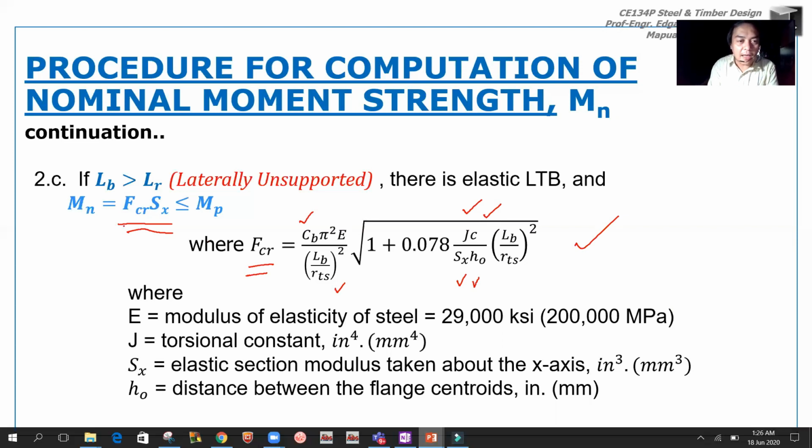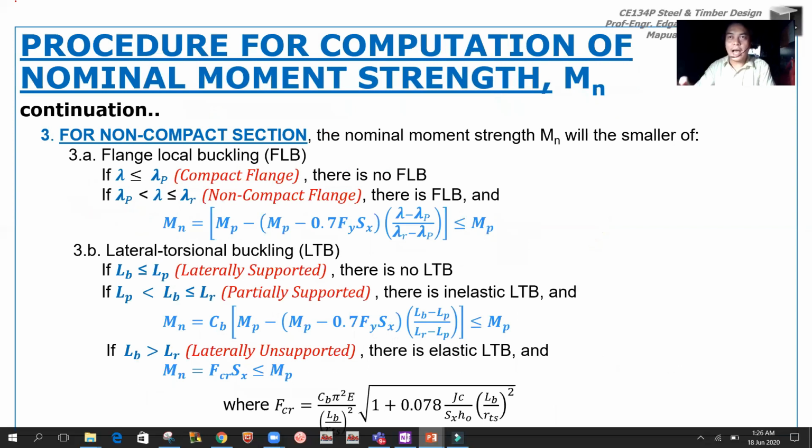But you have to check that FCR times SX with the limit. Again, ang limit natin would be MP. Ano yung MP uli? Baka nakakalimutan. MP is equal to Fy times ZX. Nakadefine naman dyan yung ibang mga variables like the E, the J, the SX, the HO. So, yon ay the case applicable for non-compact sections lahat yon. Yung 2A, 2B, 2C. Lahat sila applicable for compact section.